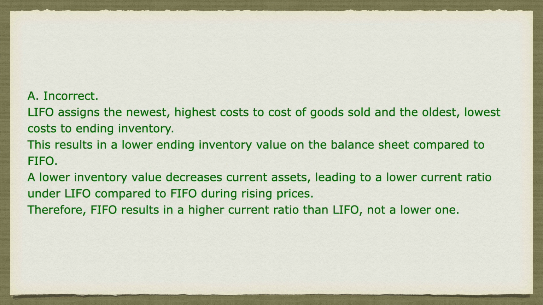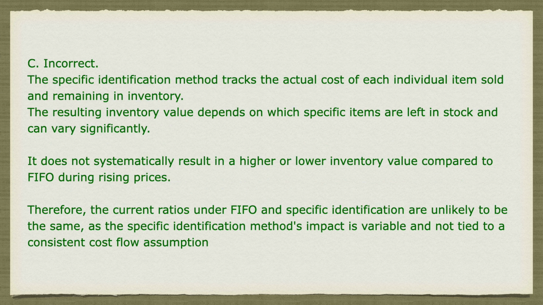A. Incorrect. LIFO results in a lower ending inventory value and current ratio compared to FIFO during rising prices. C. Incorrect. Specific identification method tracks actual item costs, impacting inventory value and current ratios differently than FIFO during rising prices.